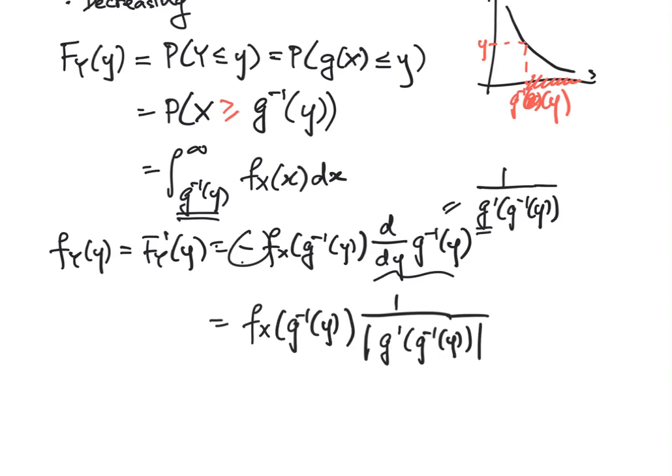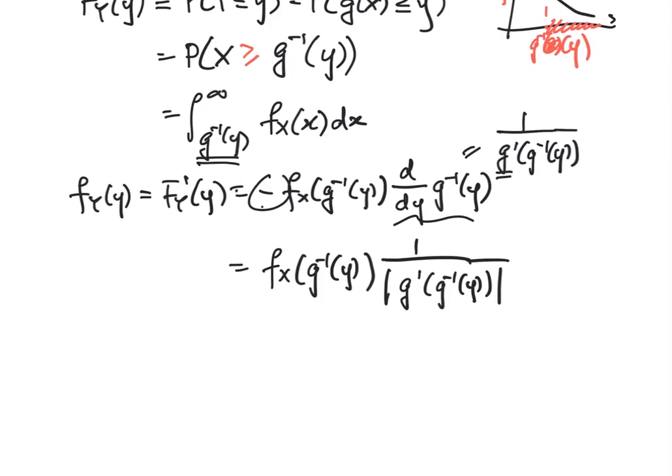So this is the formula. This is how we get the probability density function of a function of a random variable S using this very simple method.